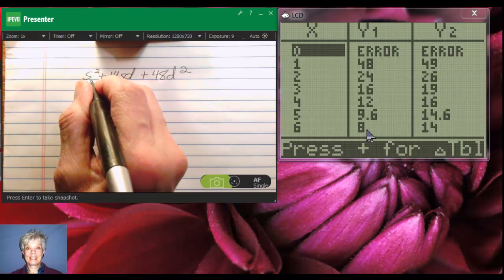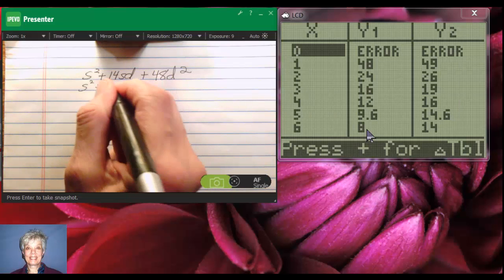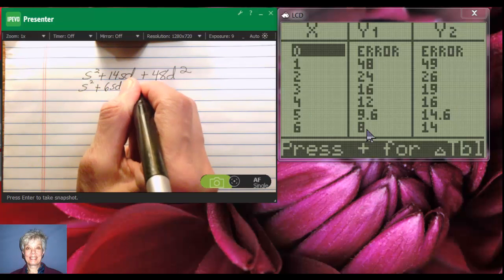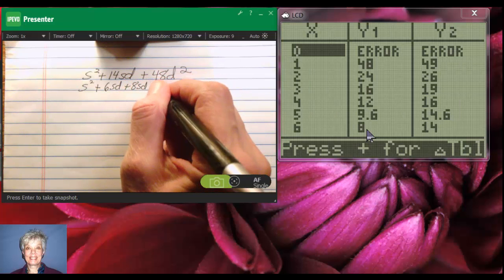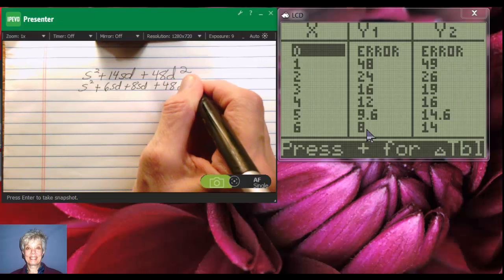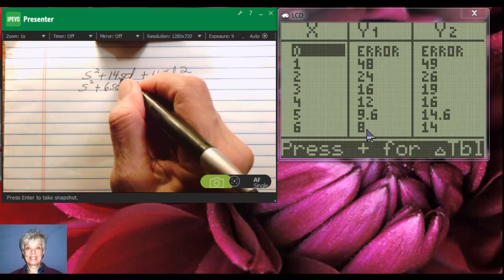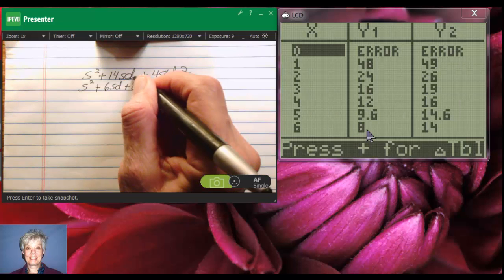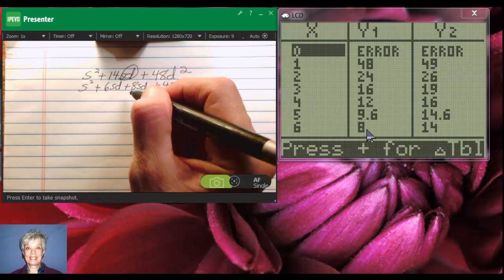S squared plus 6SD plus 8SD plus 48D squared. Courage, it's not that bad. The terms in the middle will have the same letter combination as this term right here.